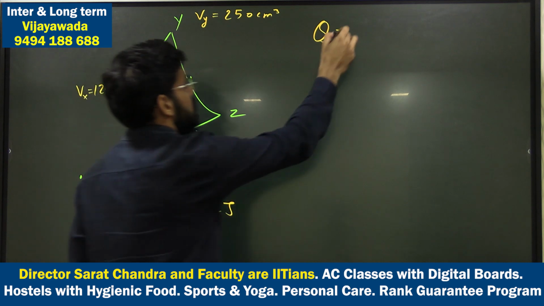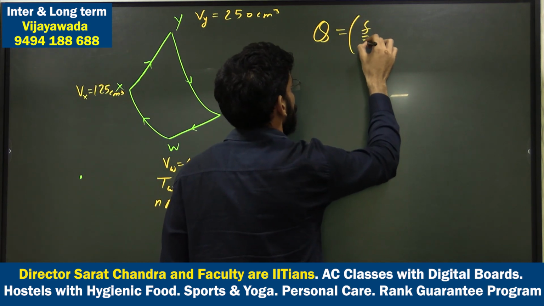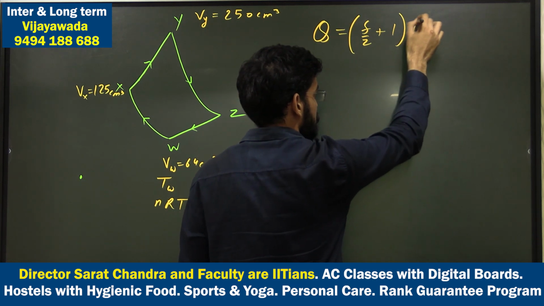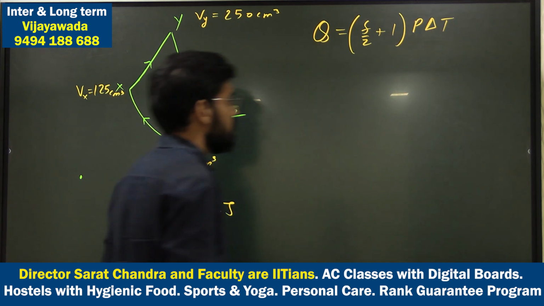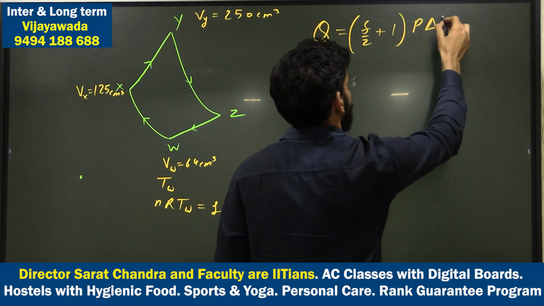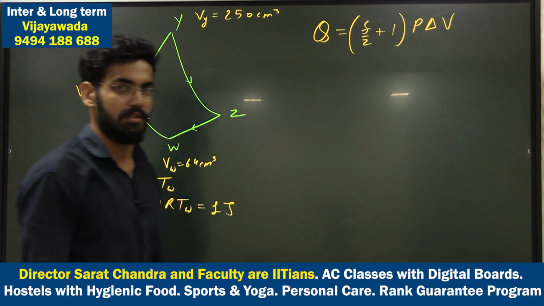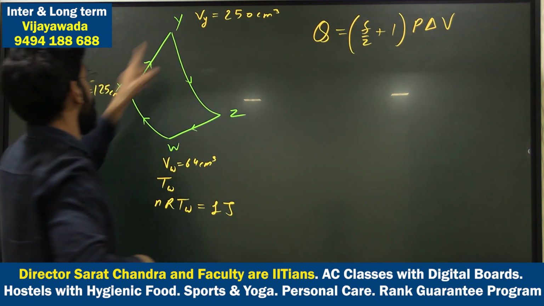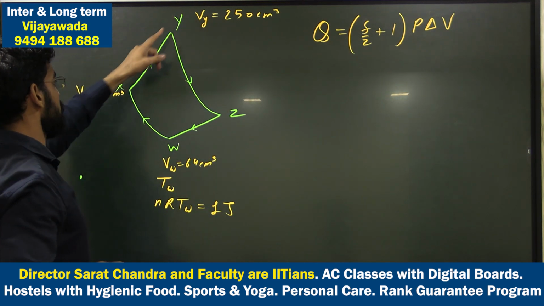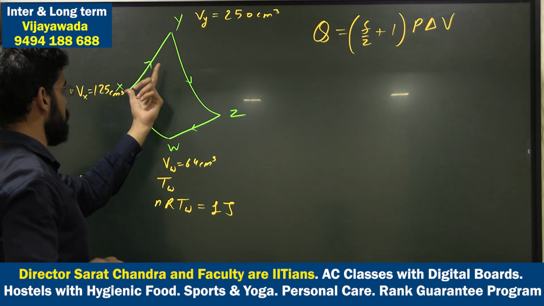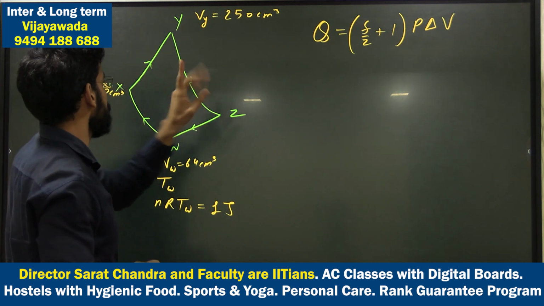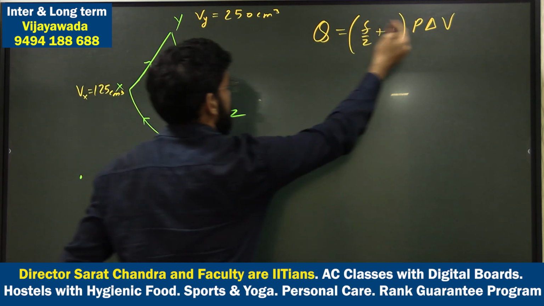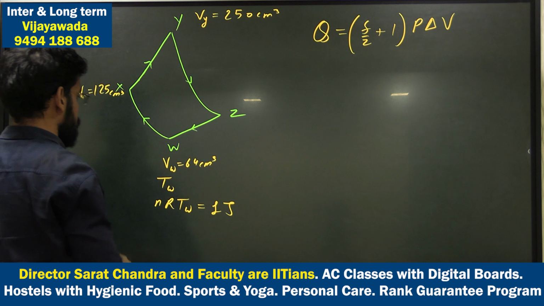We are given monoatomic, so I can write f by 2 plus 1 into nR delta T. I can also say P delta V, because instead of nR delta T, I can write P delta V. In P delta V, I already know delta V. If I get the pressure at X or Y, both are the same pressure, then I am done, because I know the degrees of freedom and delta V already. So I only have to get the pressure.